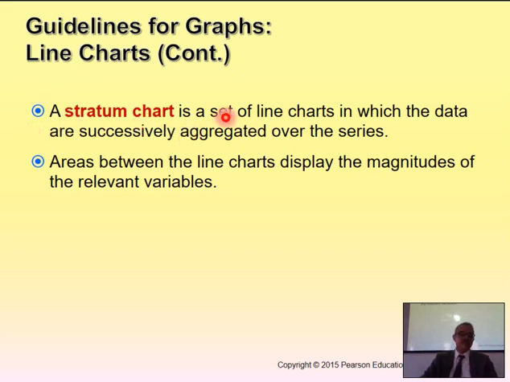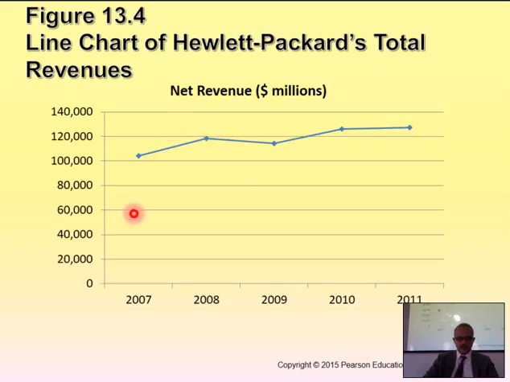Strata chart. It's a set of lines, charts in which data are successively aggregated over the series. Areas between the lines display the magnitude of the relevant variables. Let's see, maybe we'll look at this example here. You've got these points and these lines over time.